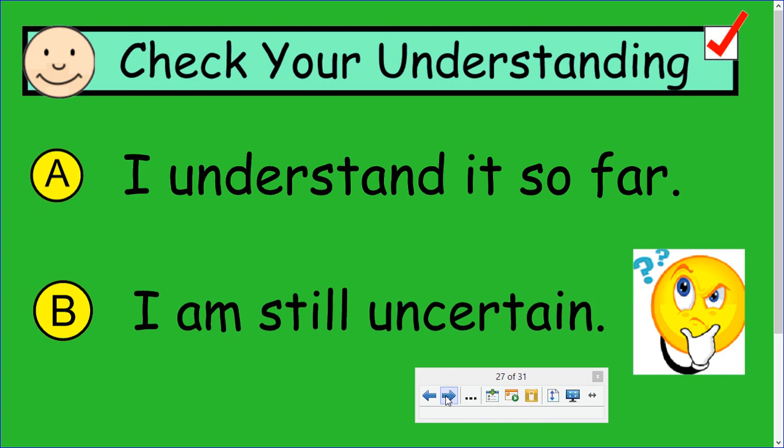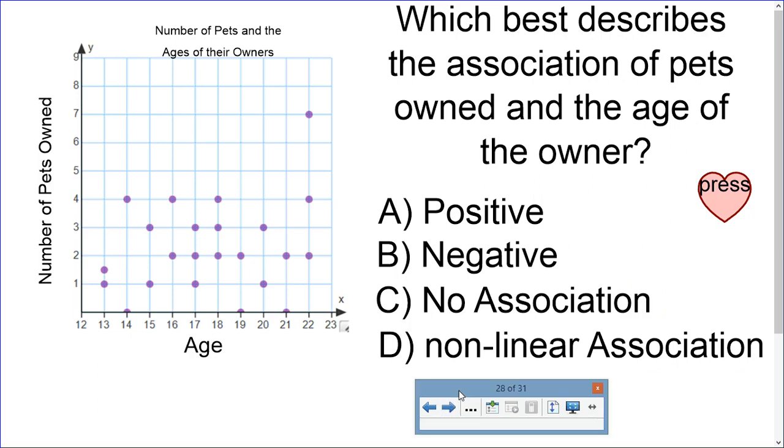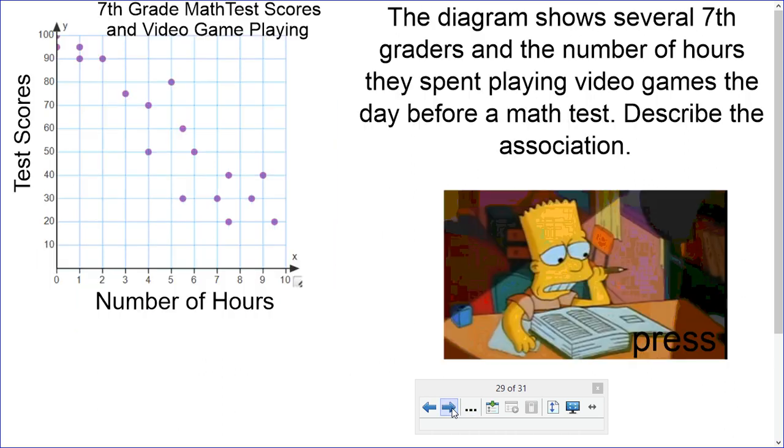Here's another one for you to try. Well, check your understanding first. See if you understand it so far. If you need to watch the video again, please do. Write down your questions and bring them in, and I'll be glad to answer them for you. Here's one for you to try. Again, we're talking about the association of pets and the age of the owner. So it seems like you got dots all over the place here, so that's interesting. So give it a shot. We'll answer it in class.